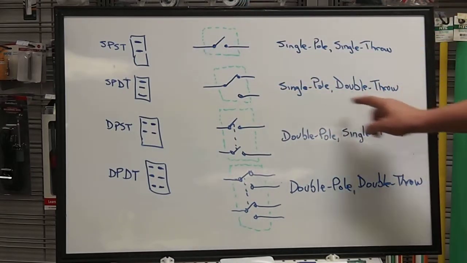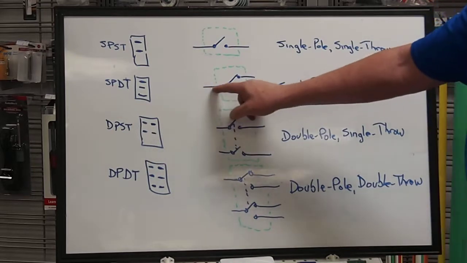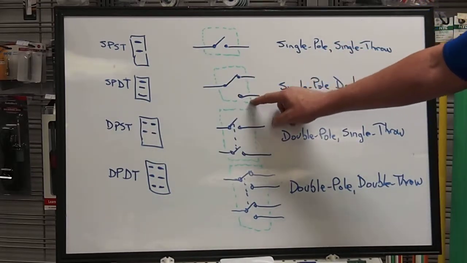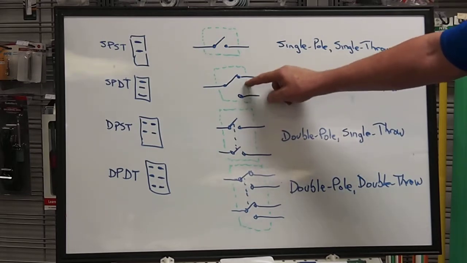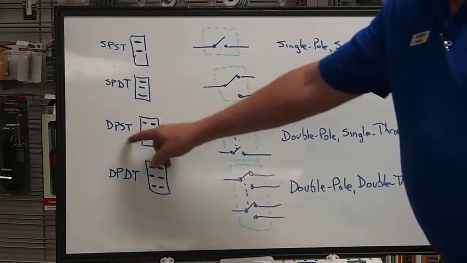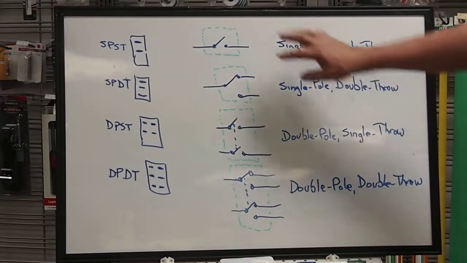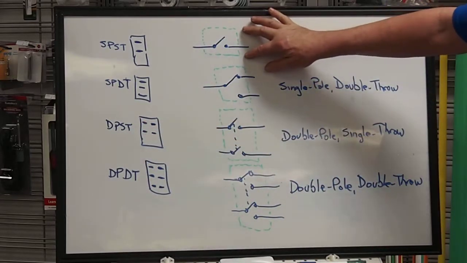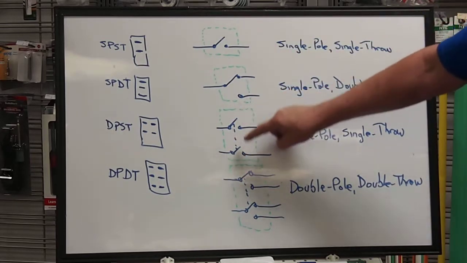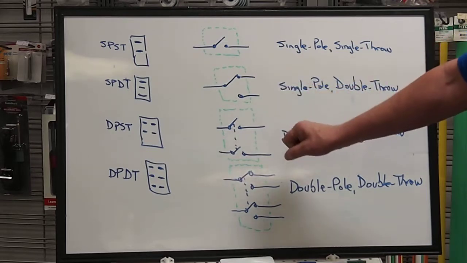The single pole double throw has a contact in the center, and it will switch to one side or to the other. Some of them will have a center off. The double pole single throw is taking one switch like this, combining two of them in the same package with the actuator being operated at the same time.